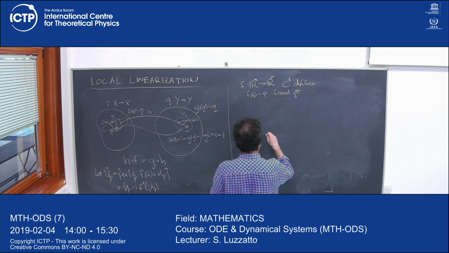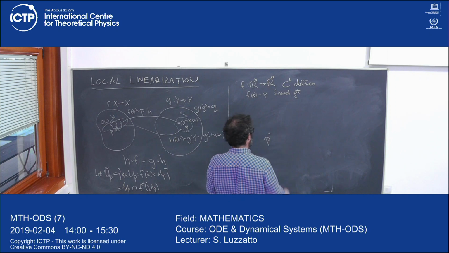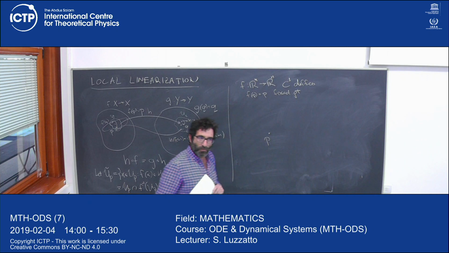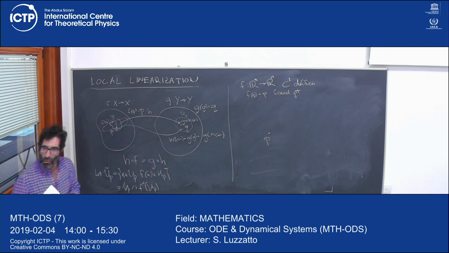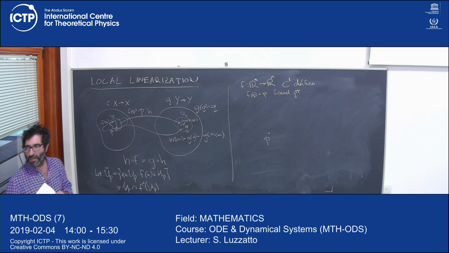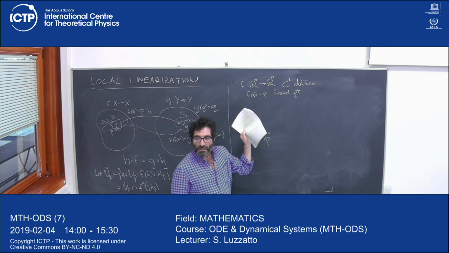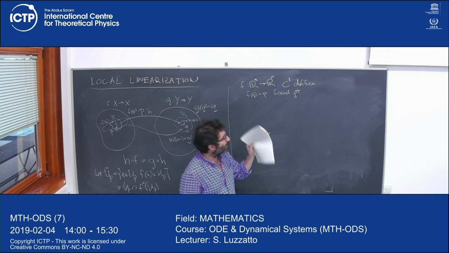Okay, so here we have a fixed point, P. Now, do you know what the derivative, the differential of a map from Rn to Rn is, right? So the derivative at P, what is the derivative at P? Linear transformation. It is a linear transformation, exactly, okay?